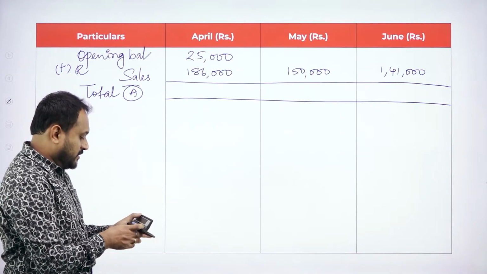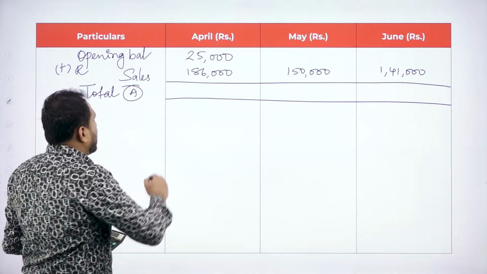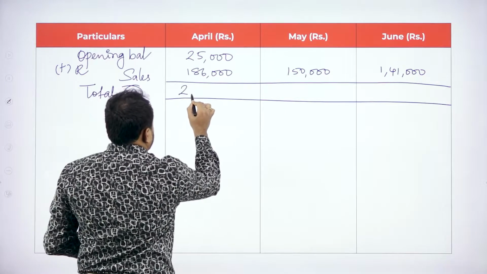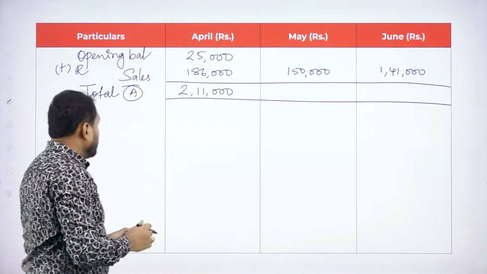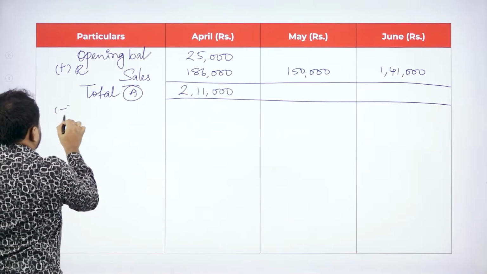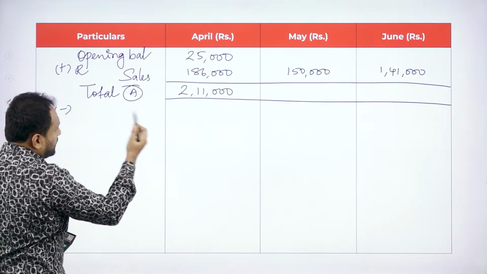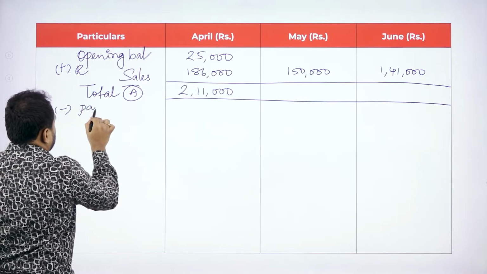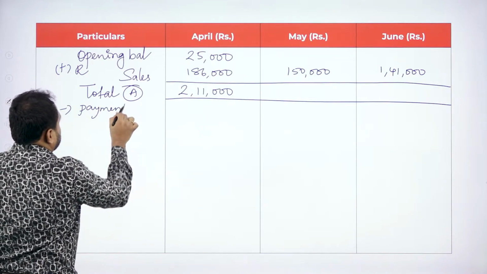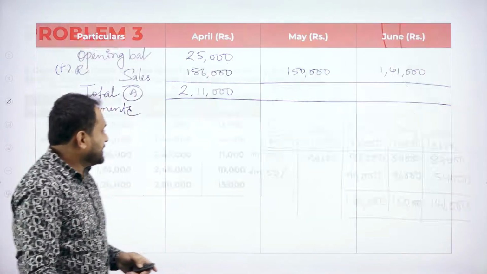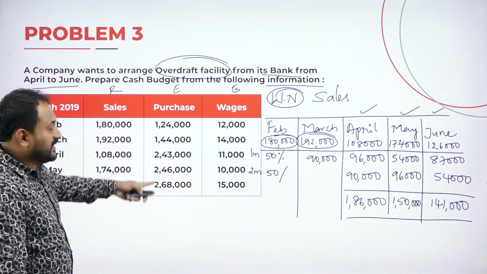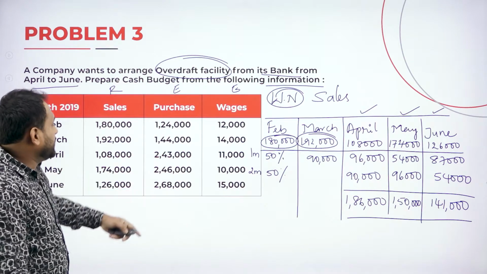186 plus 25. We have 2,11,000. Next, we are supposed to subtract what? All the payments. Now, when we go with the payments, here what has happened is the first payment is purchase. Let's go with the purchase here.